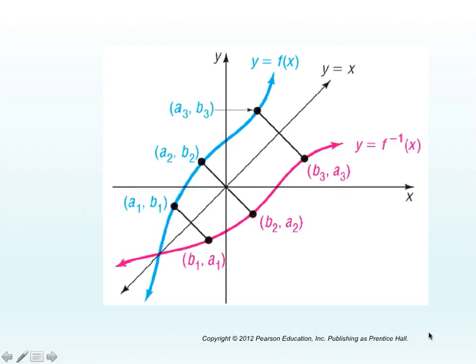So if we look at this graph right here, we have an original function y equals f of x. This is the blue function right here. We have several points, (a1, b1), (a2, b2), (a3, b3). And then we've drawn the line y equals x right here. And then if we take each of our points and reflect it around this line, we end up with (b3, a3), (b2, a2), (b1, a1), and so on, which is kind of this pinkish reddish line down here. And if we connect these, we can see that we have the graph of the inverse function. So if we take this blue graph and we flip it around this line right here, we're going to end up with our inverse function.